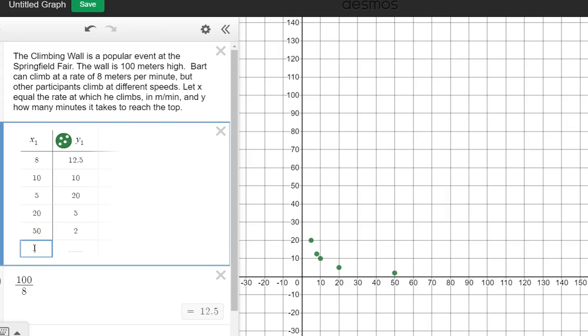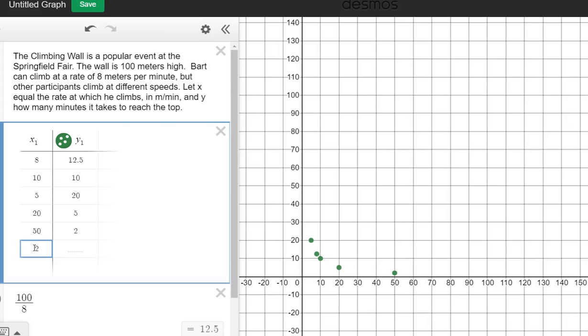What if they were a little bit slower? What if they could only climb at a rate of 2 meters per minute? Then it would take them 50 minutes to reach the top. Do you kind of see what's going on with this graph here?